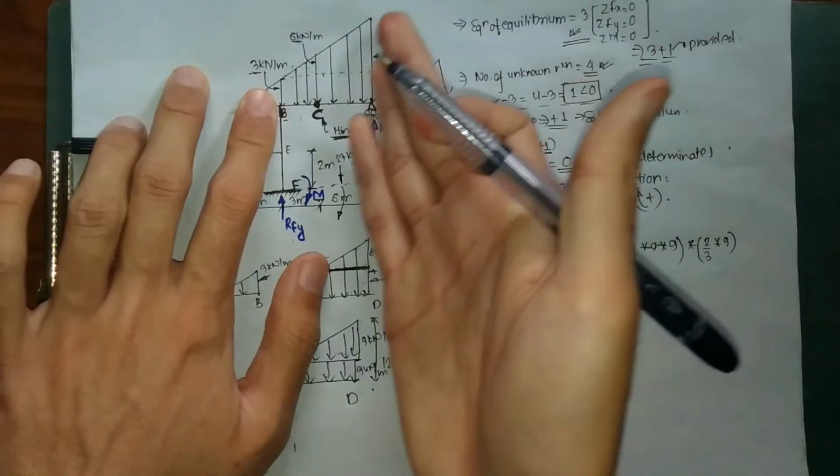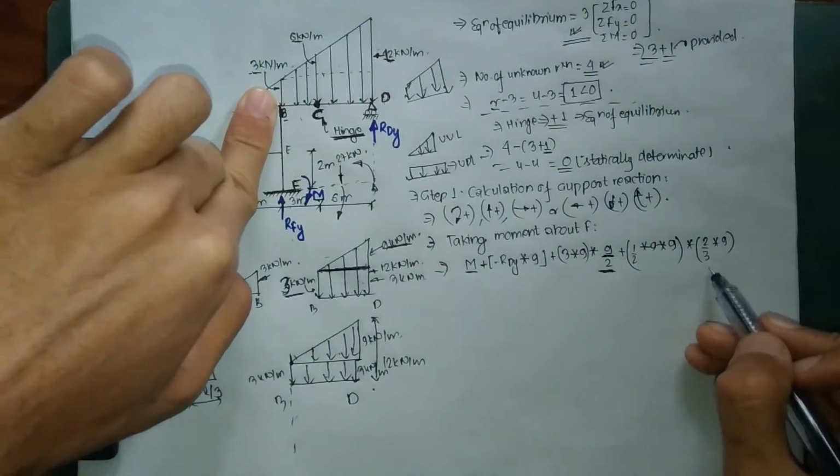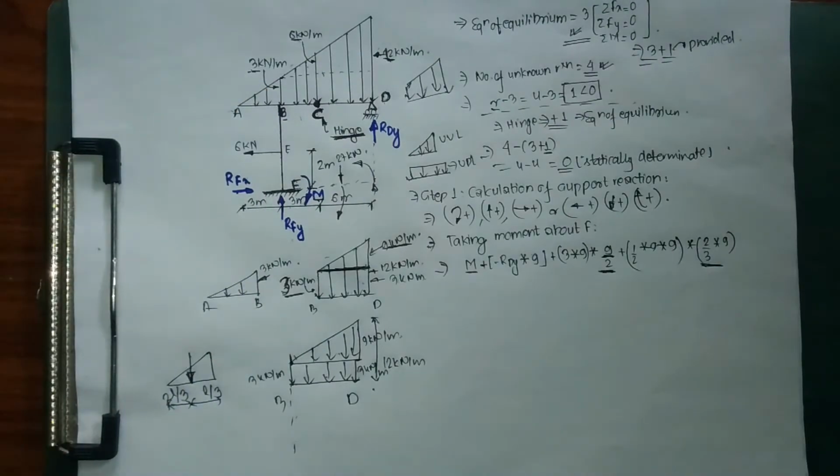So right now we're taking moment from our shorter side, which means about B, so we need to multiply it by 2 by 3. So right now we have completed our member BD. Now we need to look at our member AB.